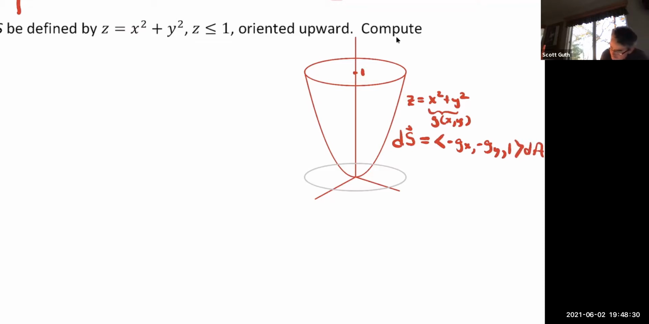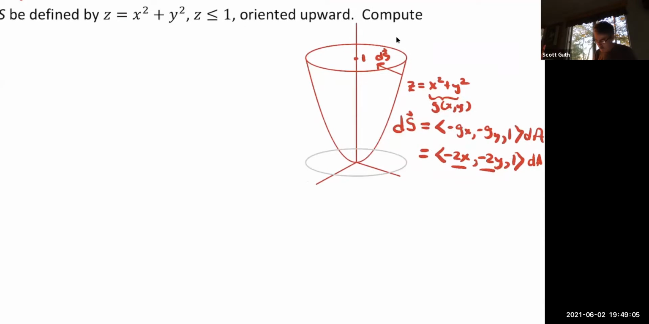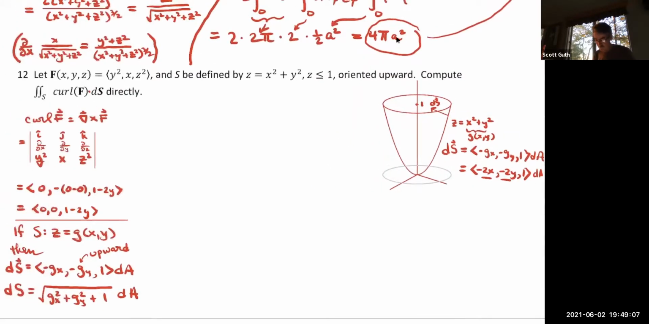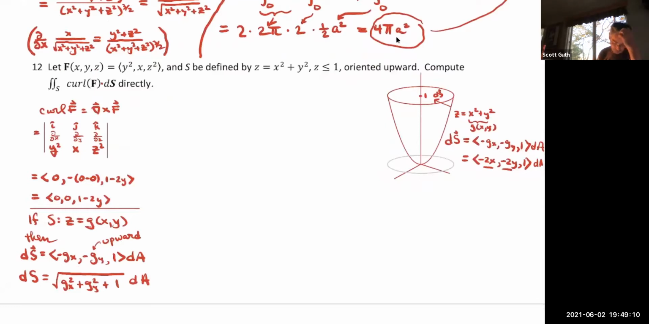Of course, this is going to be negative 2x, negative 2y, and 1 dA. Okay, any questions? You have to picture that the vector is going up like this, normal, this way. If you notice, the x component and y component are negative, so it's pointing in, but it has a positive z component, so that's our ds there. It's pointing in, but up. Questions?